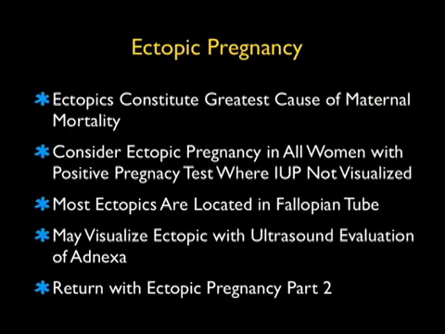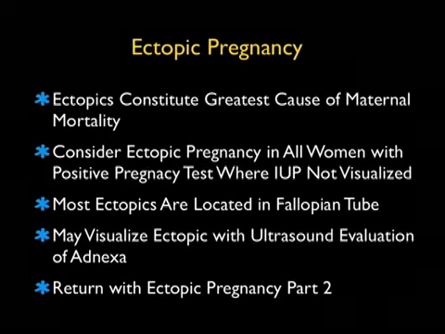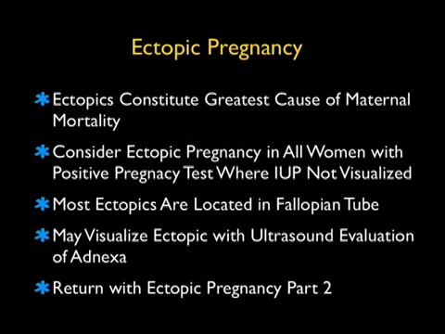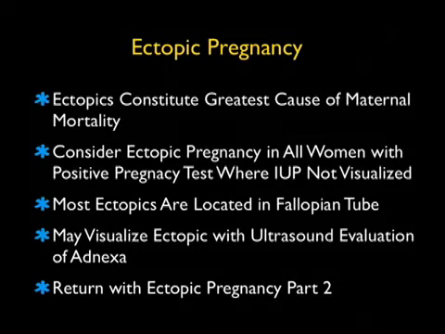So, in conclusion, ectopic pregnancies constitute the greatest cause overall of maternal mortality, and we must consider an ectopic pregnancy in all women with a positive pregnancy test where an intrauterine pregnancy is not visualized within the fundal part of the uterus. Most ectopic pregnancies are going to be located in the fallopian tube, and we may actually visualize the ectopic with ultrasound evaluation of the adnexa as shown in this module.